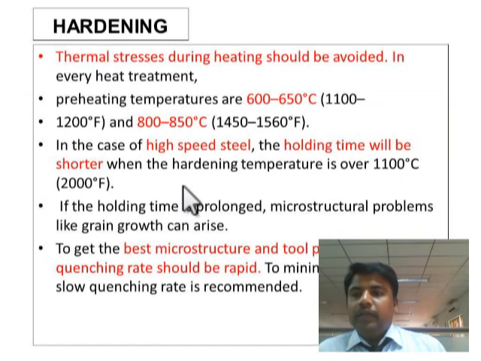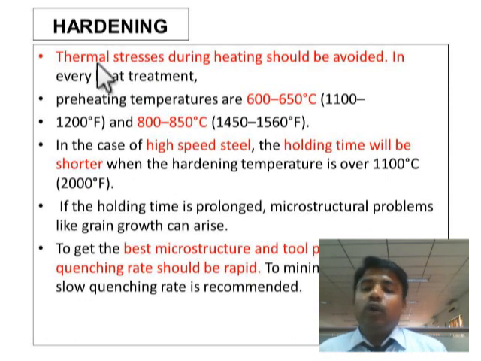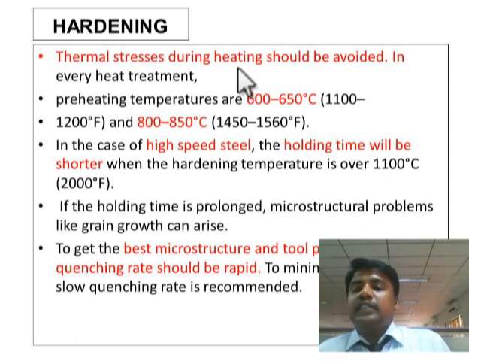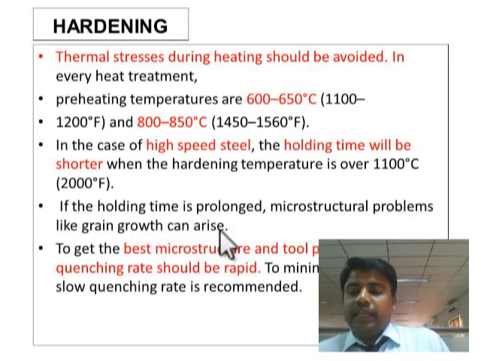Next, the hardening. What if you go for hardening? Thermal stresses are created, and that should be avoided. Second, before we go for hardening, we have to go for preheating of the temperature to about 600 degrees Celsius. Next, in the case of high-speed steel, the holding time will be shorter when the hardening temperature is above 1100 degrees Celsius. If the holding time is prolonged, microstructure problems like grain growth can arise.